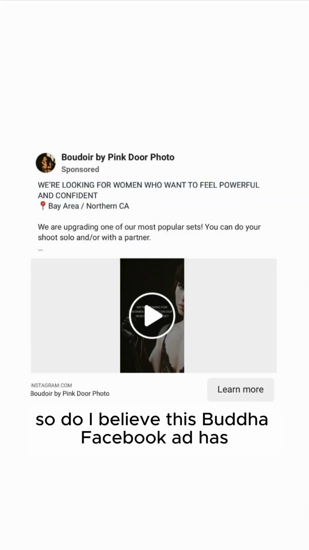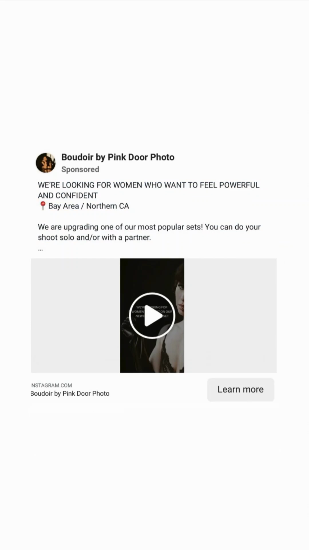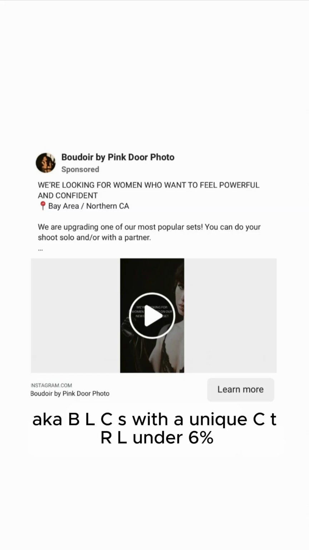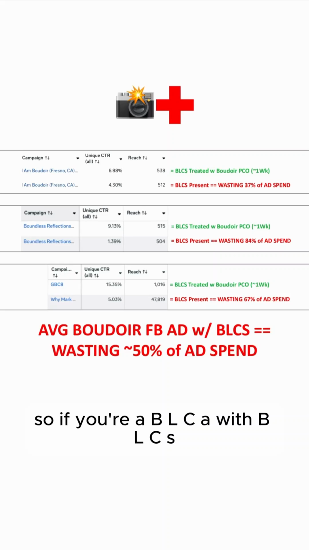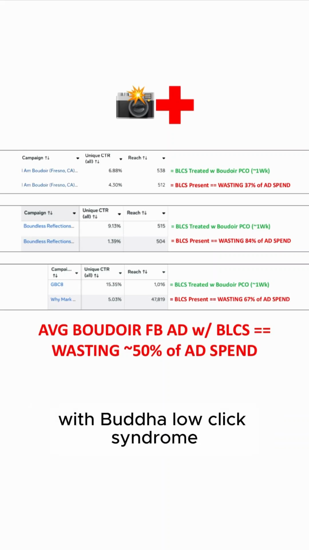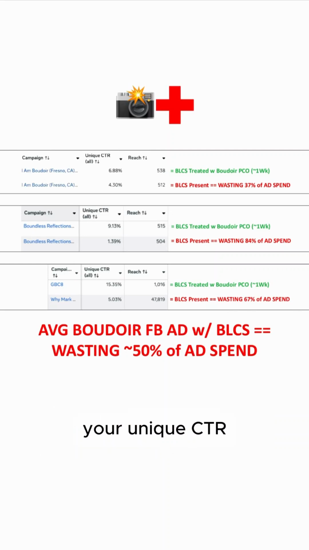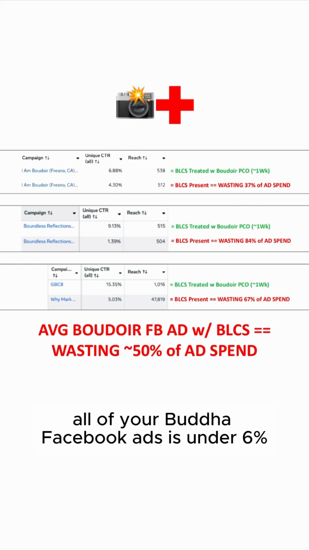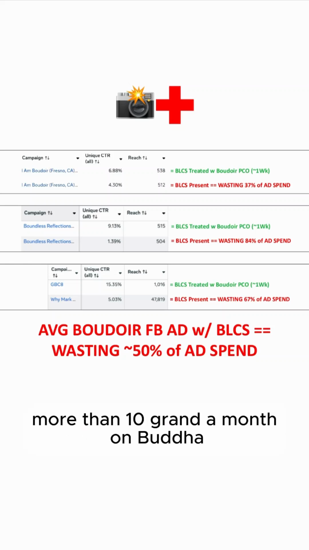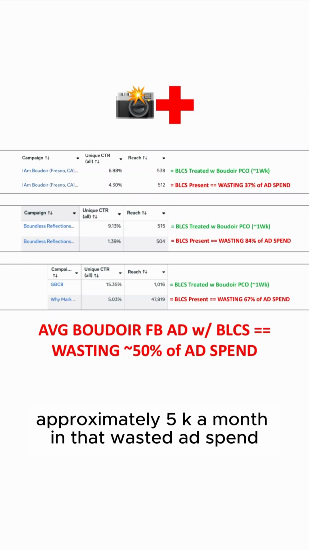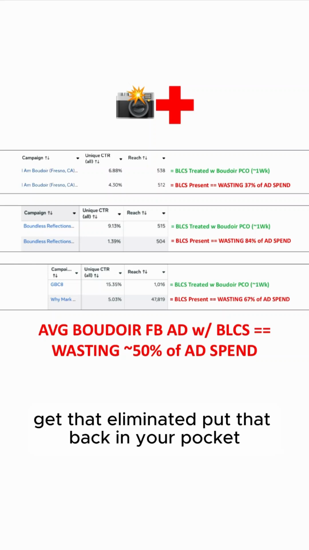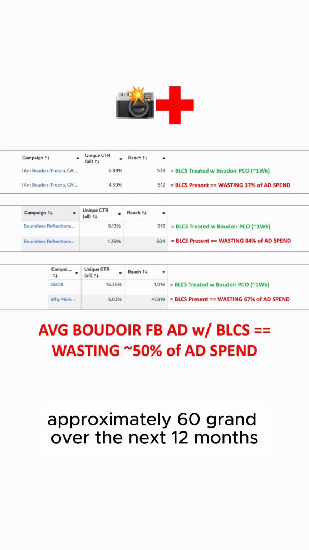So, do I believe this Boudoir Facebook ad has Boudoir low click syndrome, aka BLCS, with a unique CTR under 6%? Yes, I do. So, if you're a BLCA with BLCS, so if you're a Boudoir low click advertiser with Boudoir low click syndrome, your unique CTR of your Boudoir Facebook ads is under 6%, and you're spending more than 10 grand a month on Boudoir Facebook ads, and you actually want to eliminate, get rid of, and put back in your pocket approximately 5K a month in that wasted ad spend, approximately 60 grand over the next 12 months.